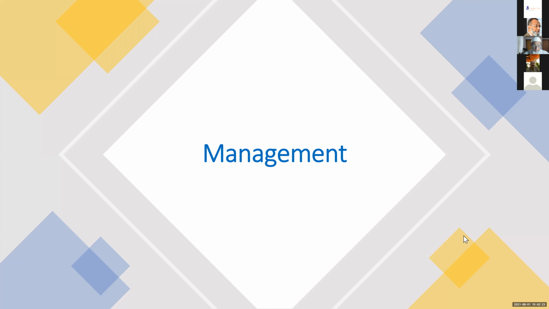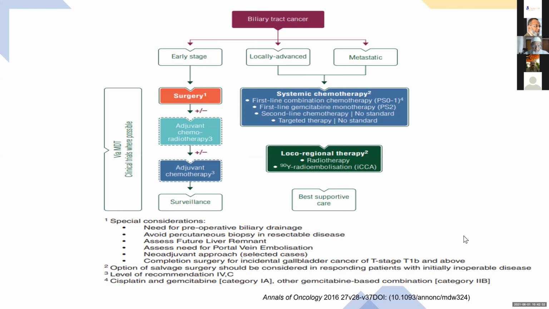So coming to the main point, the management of biliary tract cancer. It can be divided into local disease, locally advanced, and metastatic. First of all, I would like to share this diagram. This is the ESMO guideline for treating biliary tract cancer. Now, it can be divided into 3 groups, as I said earlier: early stage, locally advanced, and metastatic.